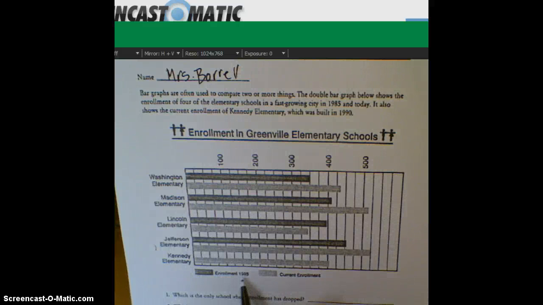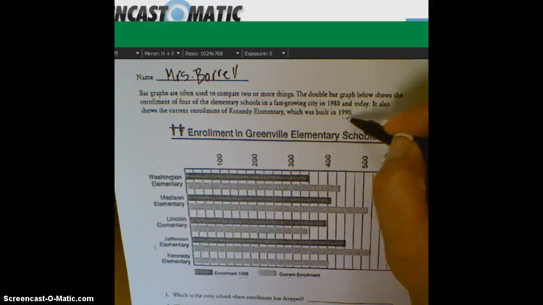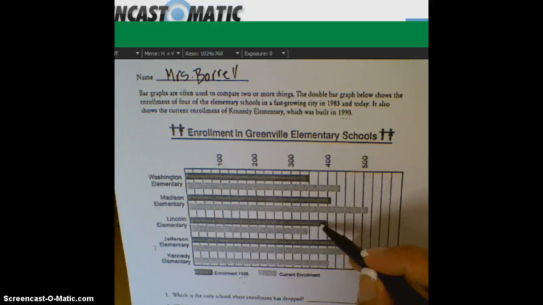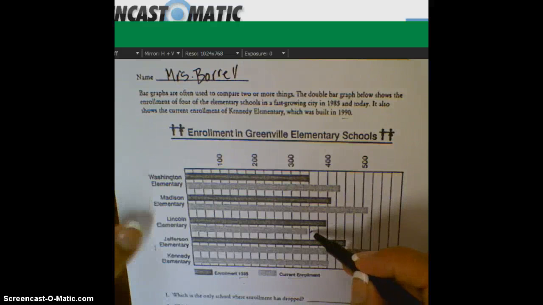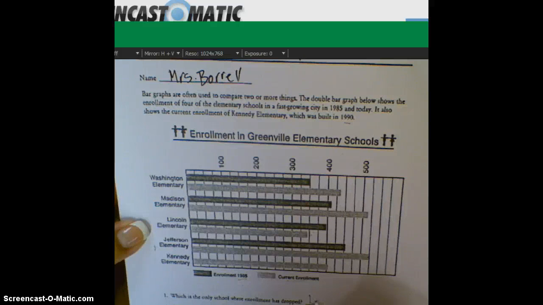So we're going to look at 85 and current enrollment. Kennedy, remember, was built in 1990, so there isn't going to be a 1985. It wasn't built yet. Enrollment dropped? This one actually increased. This one, it looks like it dropped at Lincoln. This one increased, this one increased, so we want Lincoln Elementary.